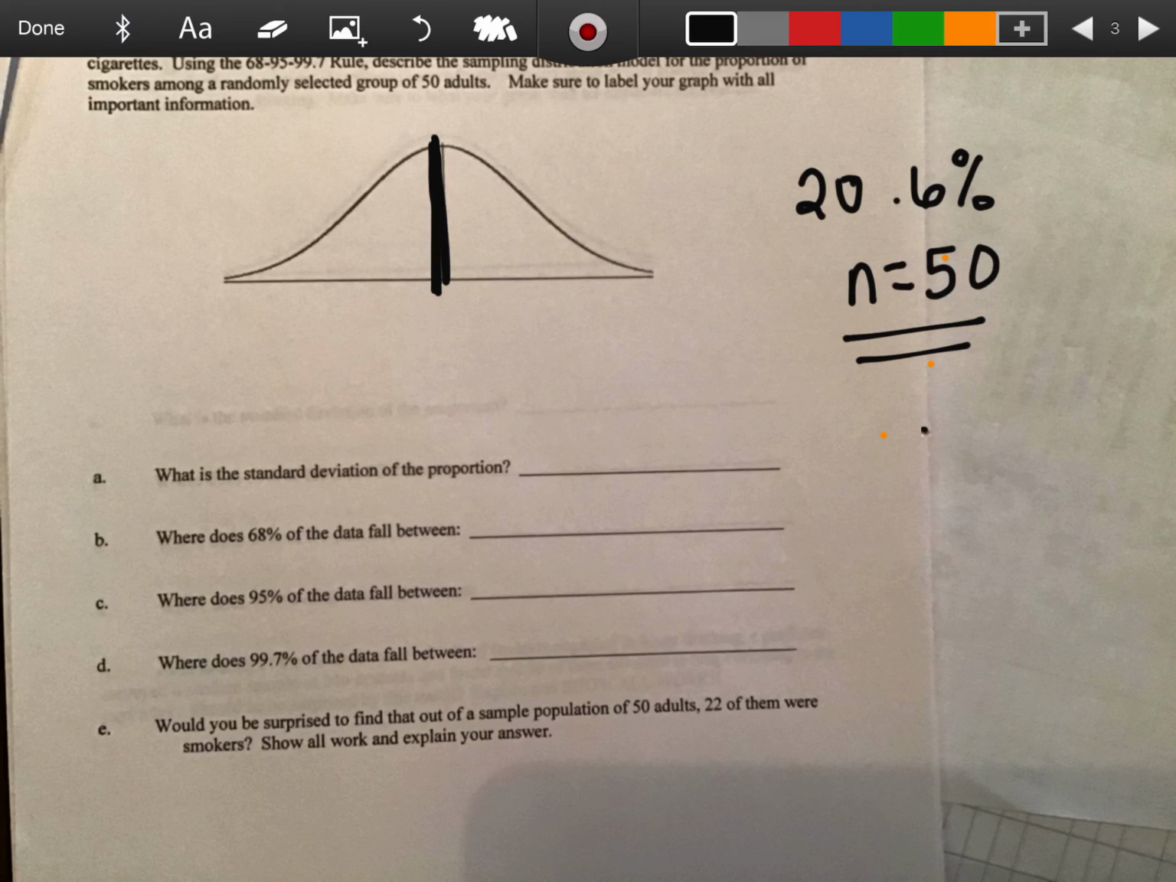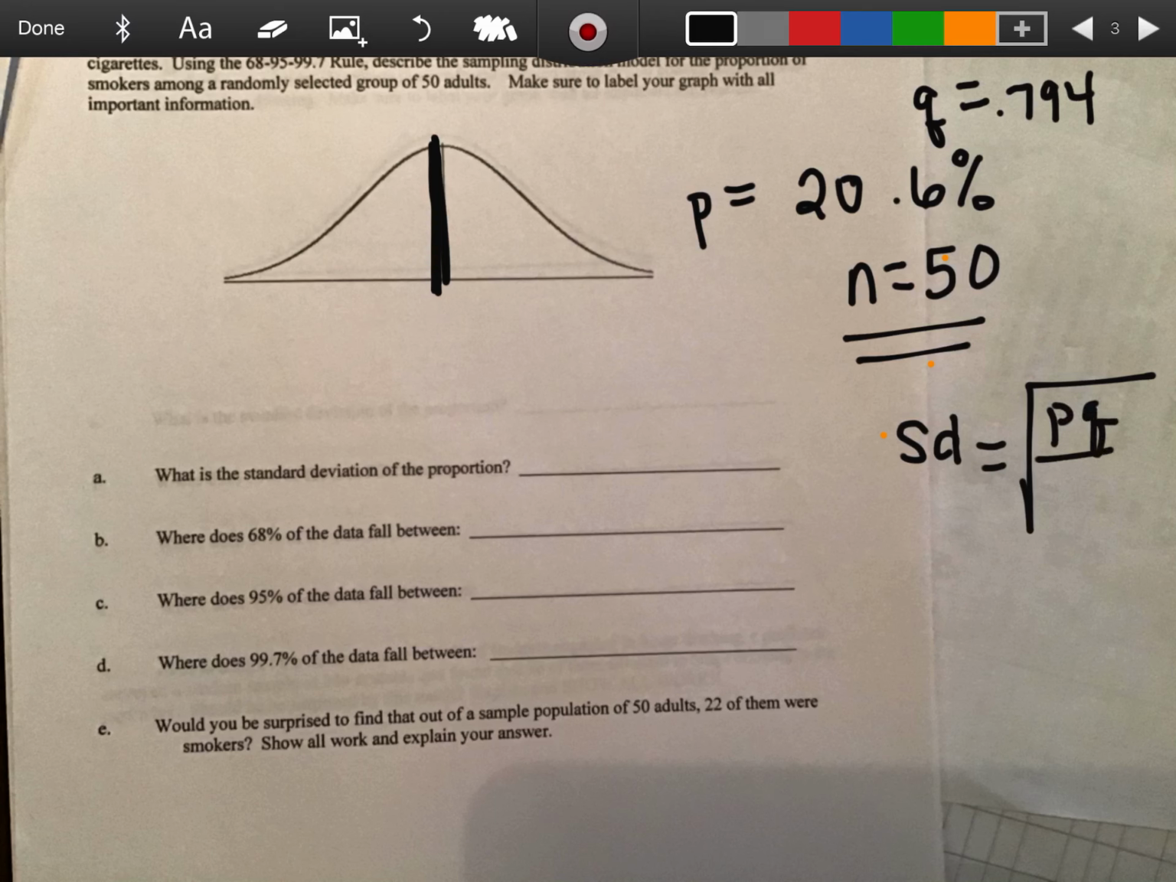So the first thing we're going to do is find our standard deviation. Now, to find your standard deviation, you're doing the square root of PQ over N. So our P is this 20.6%. And if you take your calculator and you do 1 minus 0.206, that means your Q value in this problem is 0.794, meaning 79.4% of the population does not smoke. So you take your P, multiply by your Q, and divide by your sample size, which is N. So it's going to be 0.206, don't round, times 0.794, divided by your 50.